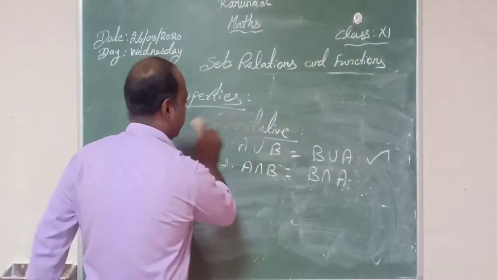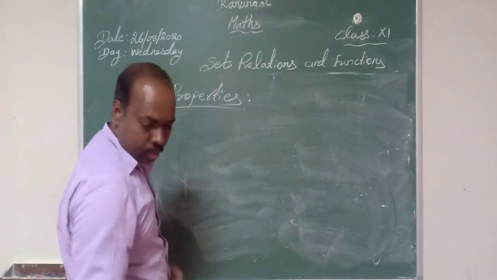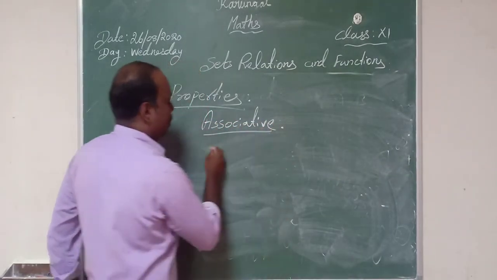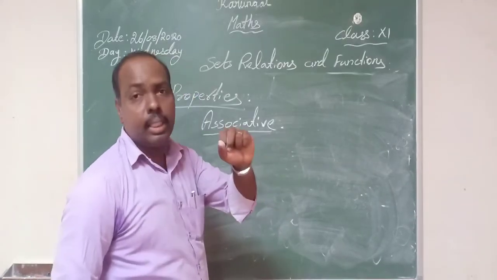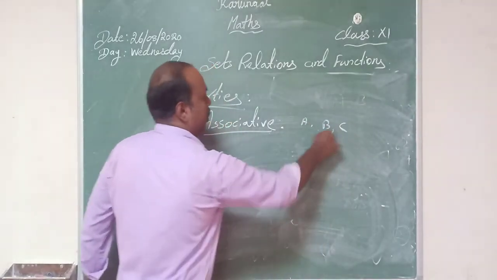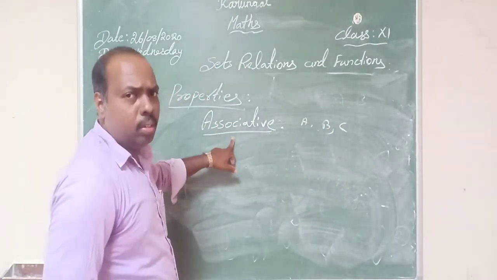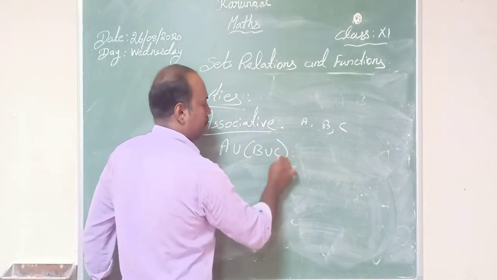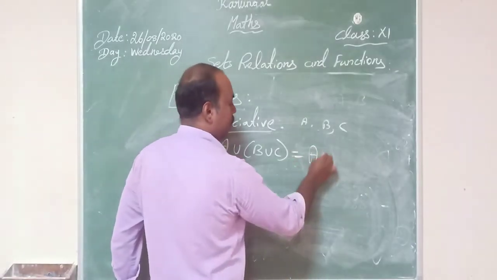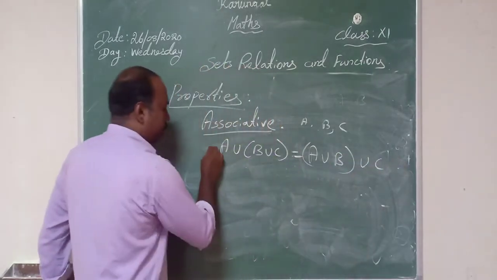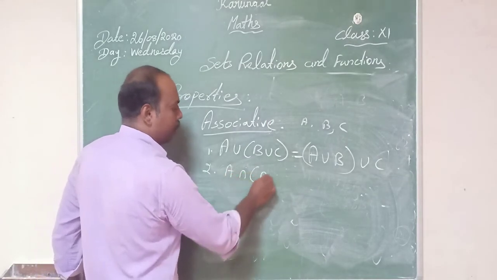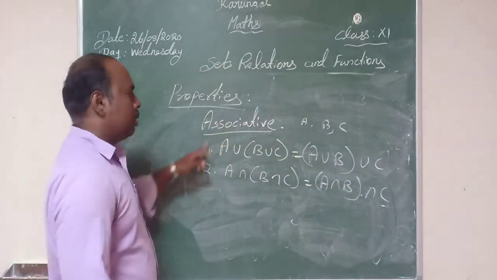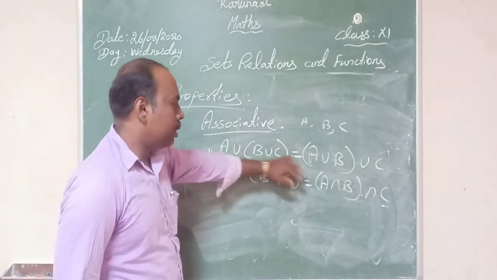Then associative property. For example, associative property, we have to write three sets: A, B, C. You can see first, because if I write the property, you can verify the answer. Am I right? So A union of B union C equal to, this can be written as, you have to change the bracket. How you write? A union B, union C. Then same way, second for intersection. A intersection B, intersection C. How you write? A intersection B, intersection C. So this we call it as associative property. LHS is same as RHS.